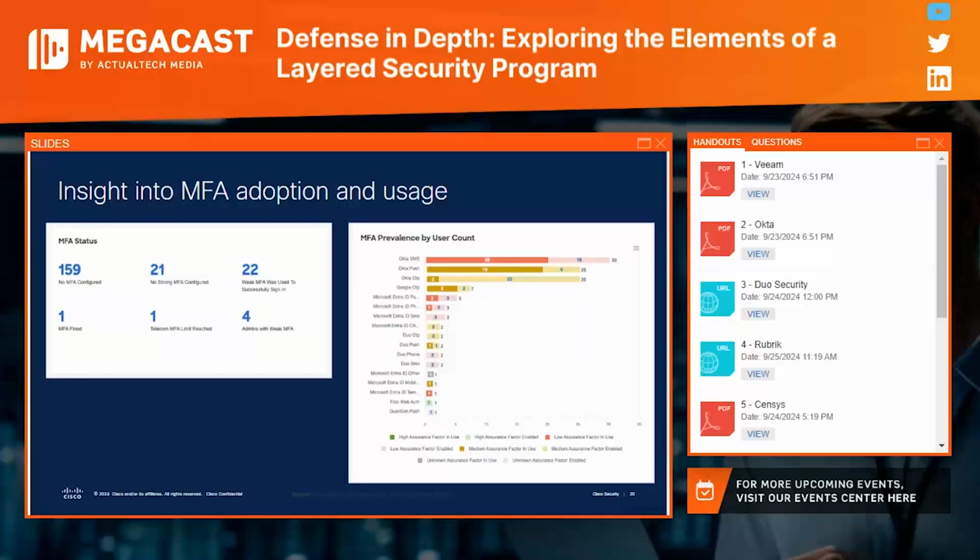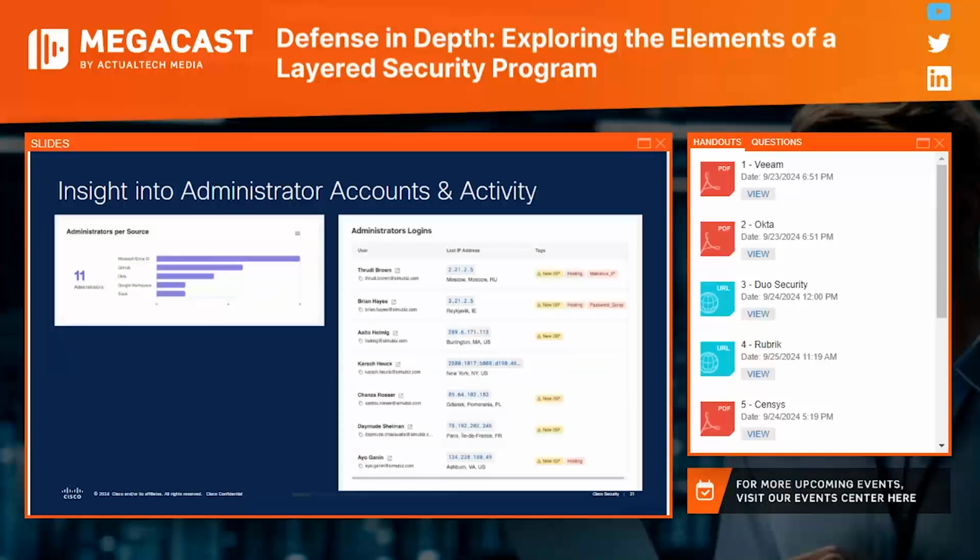MFA configured. Did we expect that? Do we want them to have MFA? Who has strong MFA configured? Who's still using SMS? What types of MFA are being used in the environment? This can be really nice if you're wanting to improve your posture overall, to have a nice mechanism to track all of these pieces.